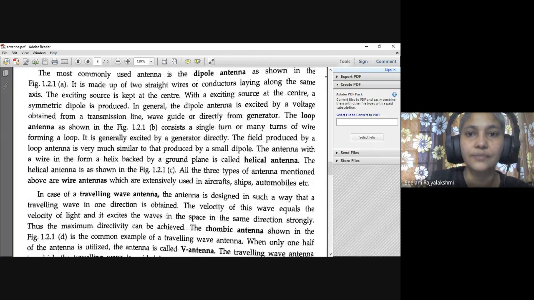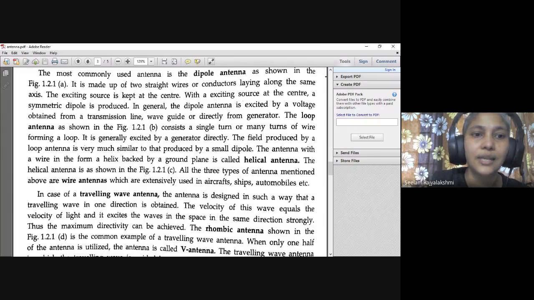So a loop antenna consists of many turns of wire forming a loop. It is generally excited by a generator directly. The field produced by a loop antenna is very much similar to that produced by a small dipole. An antenna with a wire in the form of a helix backed by a ground plane is called a helical antenna. So the helical antenna is shown.